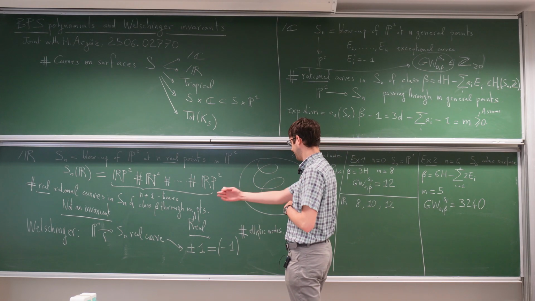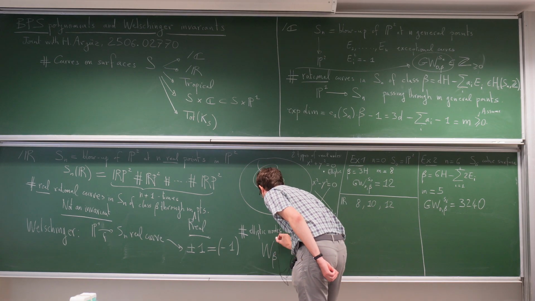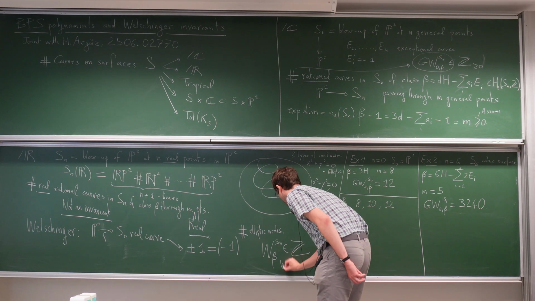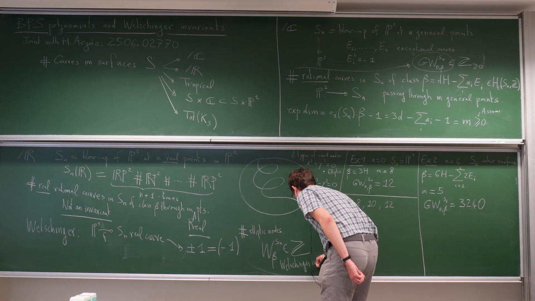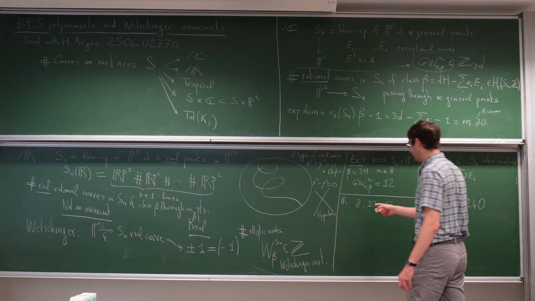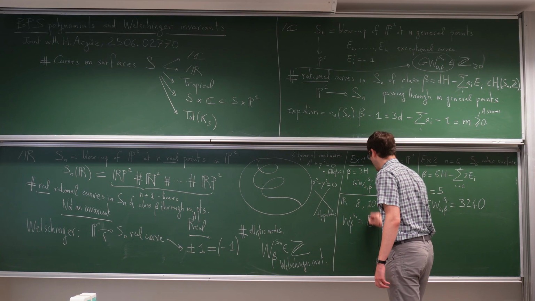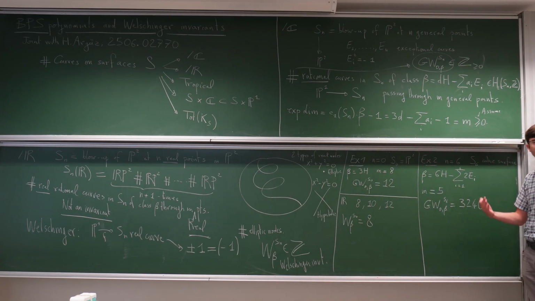And then you sum these numbers, you get the Welschinger invariant W_β, S_n, which is some integer. And in this case of cubics in P2, you can check that this number is equal to 8. So whatever the configuration of points, you always get 8.